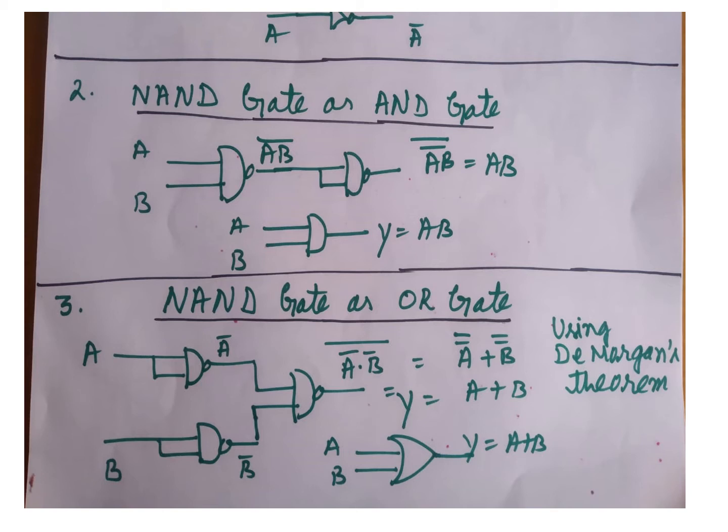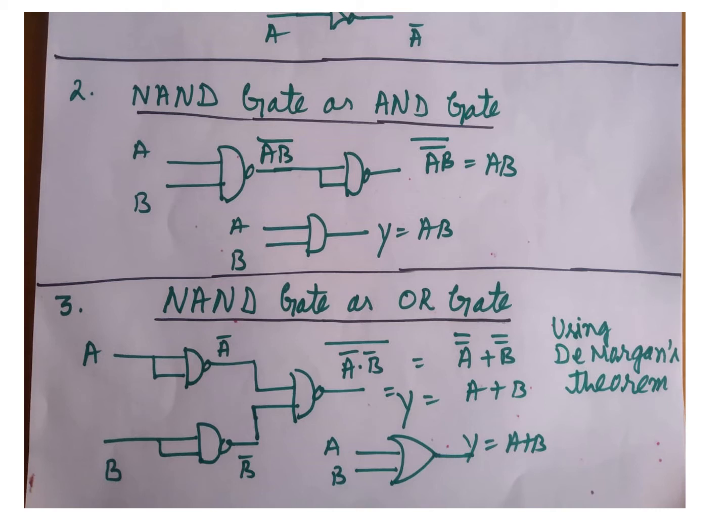Third one, NAND gate as OR gate. So here the two inputs A and B, both the inputs are fed to the NOT gate, and at the output of the first NOT gate we have A complement. At the output of the second input B, after passing through the NOT gate, we get B complement. These two are fed to the NAND gate, and at the output of the NAND gate we have (A complement dot B complement) whole complement.